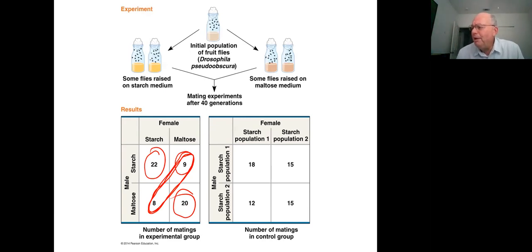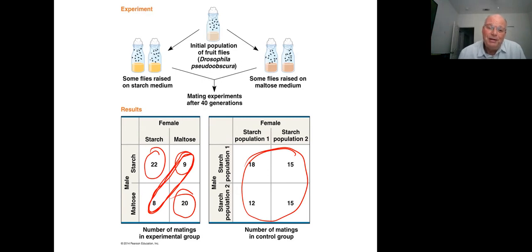A separate population was maintained on starch. Multiple populations actually were maintained on starch over the same period of time and were again allowed to mate with either members of the same starch-grown population or members of different starch-grown populations. And you can see here, there's no real mating preference. They were perfectly happy to mate with members of their own population versus members of a different starch-grown population. Remember, this is in a space of 40 generations.